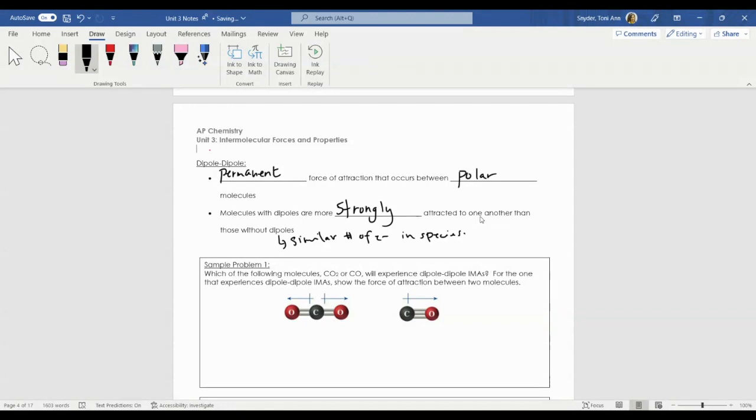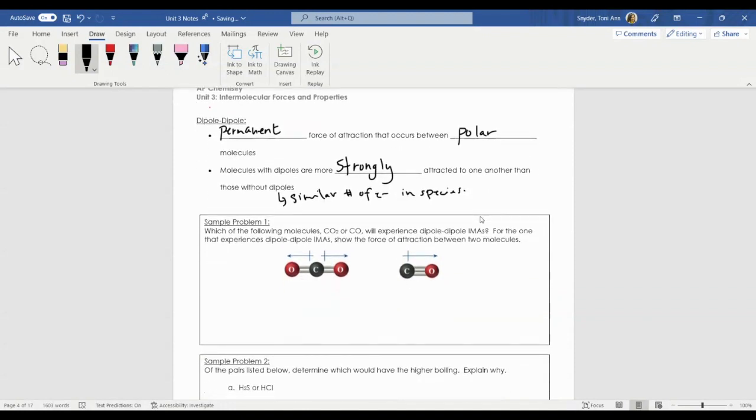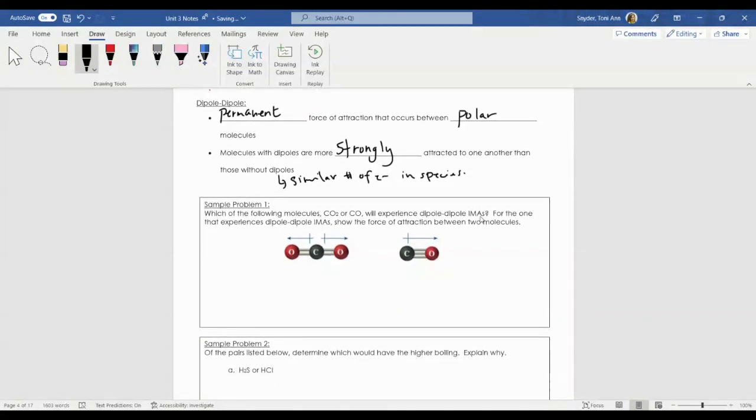After a while, once you start to add those electrons, those London dispersion forces start to become really significant, which we'll do in some examples here as we progress through a little bit more. Let's go ahead and look at each of these. So which of the following molecules will experience dipole-dipole intermolecular forces? So for the one that does experience dipole-dipole, show the force of attraction between two molecules.